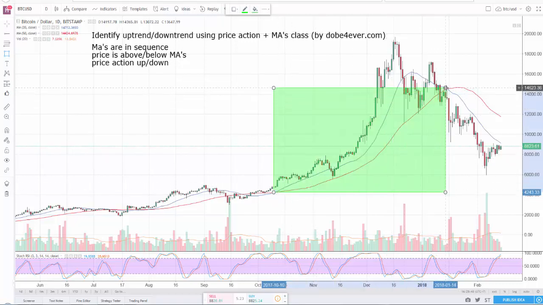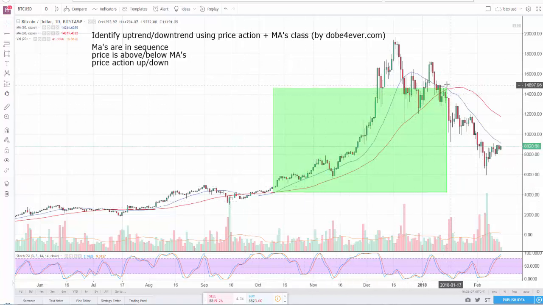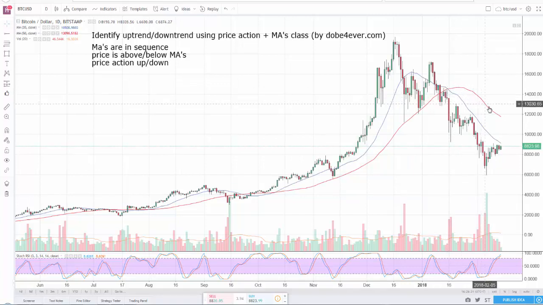Until the next cross. This was an uptrend until the moment of the moving averages crossing bearish, and right at this moment, the price action changed automatically from up to down. So we started doing lower highs and lower lows. So this was a clear uptrend, and this is a clear downtrend. Why? Because we have the rules, again, being valid. The moving averages are in sequence but inverse.